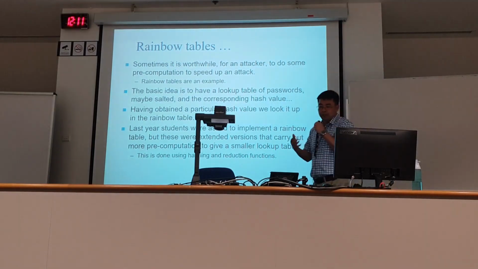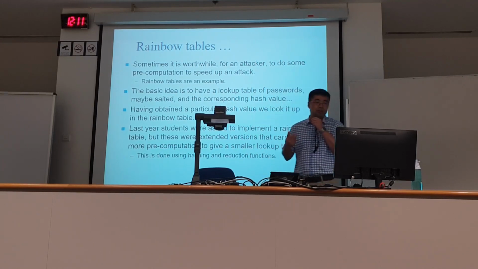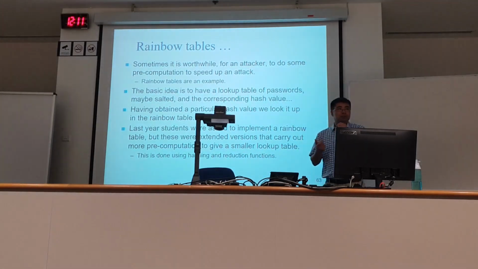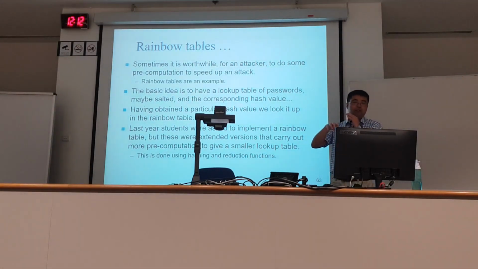However, the attacker now tries to speed up this process. So how to speed it up? They can do pre-computation. That means they build a dictionary that contains all the passwords, and then hash each password. So you pre-compute such a table. We call this table a rainbow table. It contains the hash values of different passwords from the dictionary.